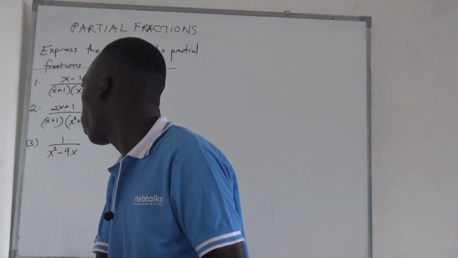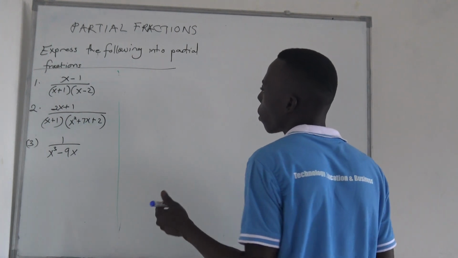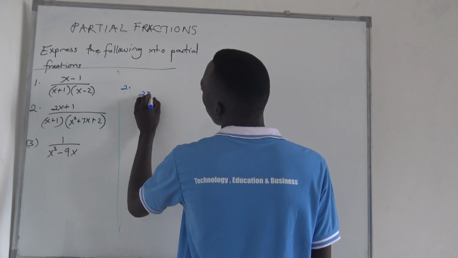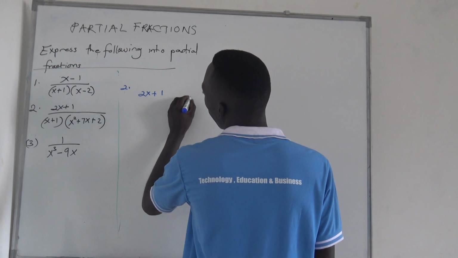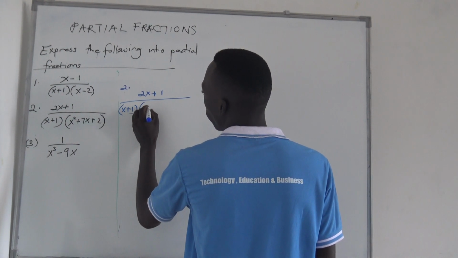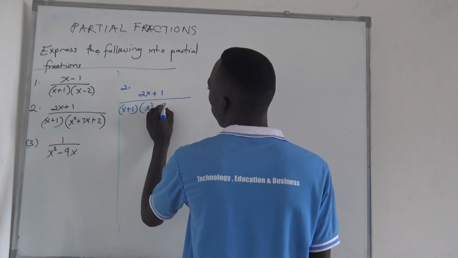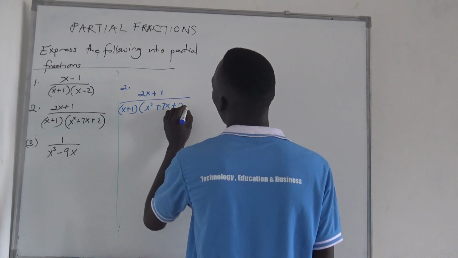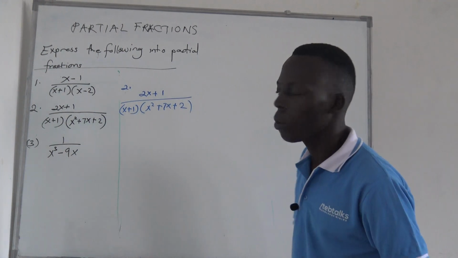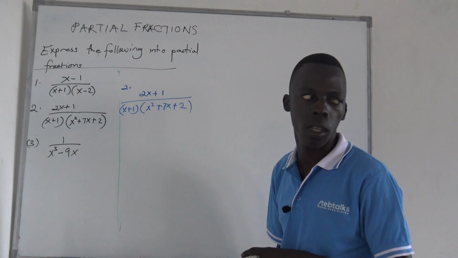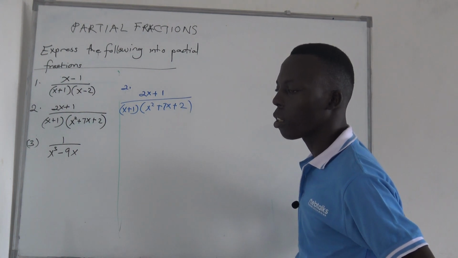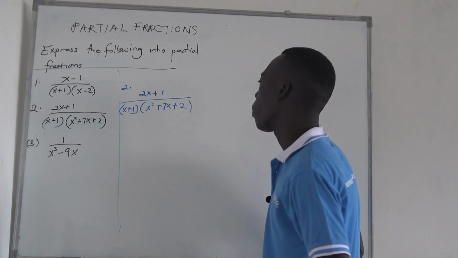So now, having finished that one, we go to the second one. Number 2, they are saying 2x plus 1 all over x plus 1, then times again x squared plus 7x plus 2. So we have this question. So we said when they have given you the partial fraction, which is a denominator, we say first check whether it has factors which you can use.